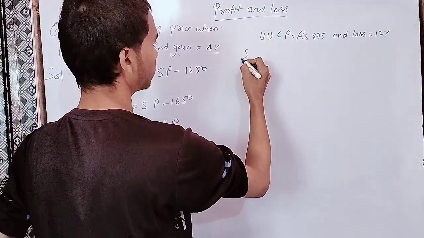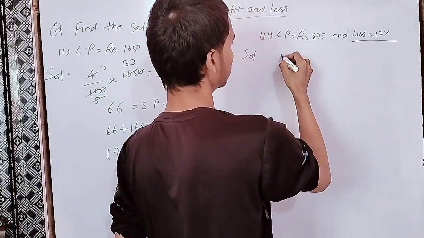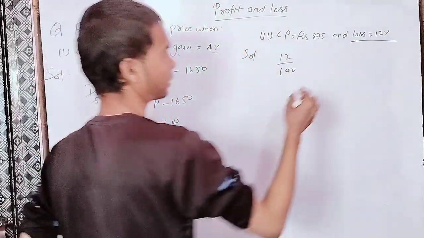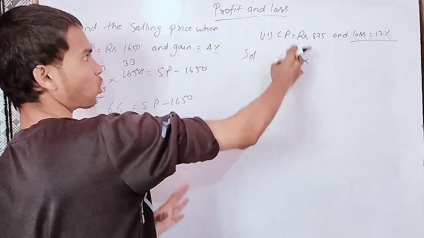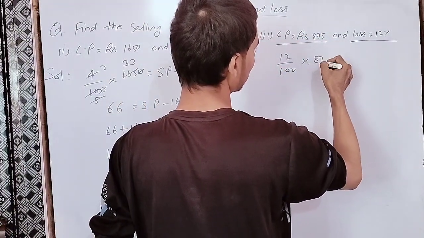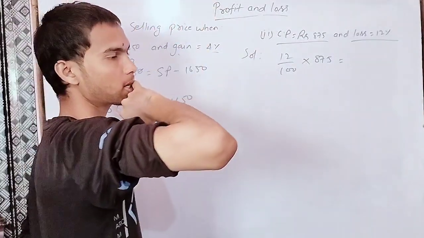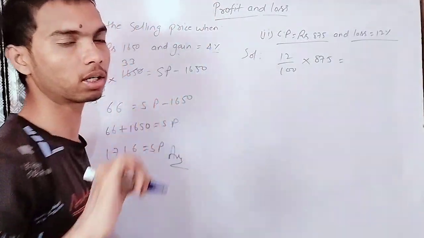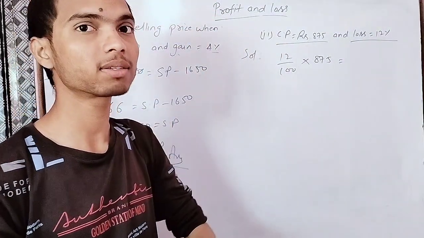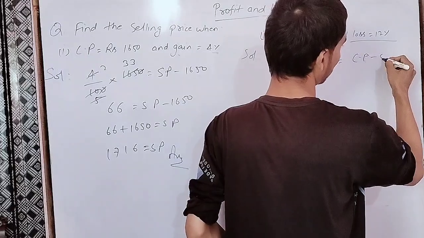Now we have a loss. How much? It can be written as 12 upon 100. This is a loss on this cost price, which is 875. So this is the loss. Loss means the selling price is low and the cost price is high: cost price minus selling price.